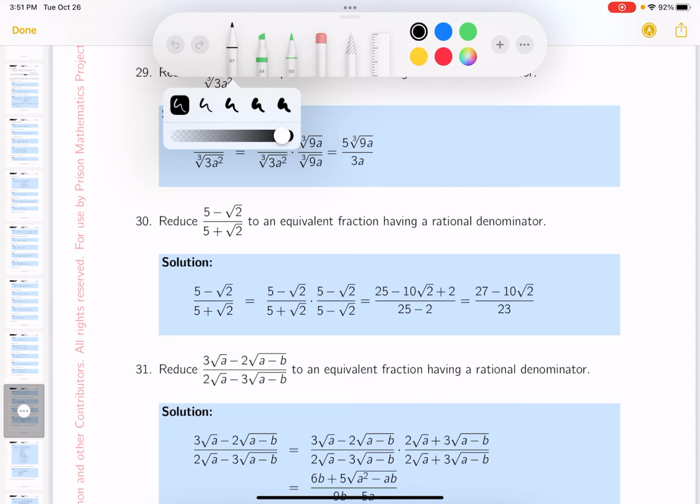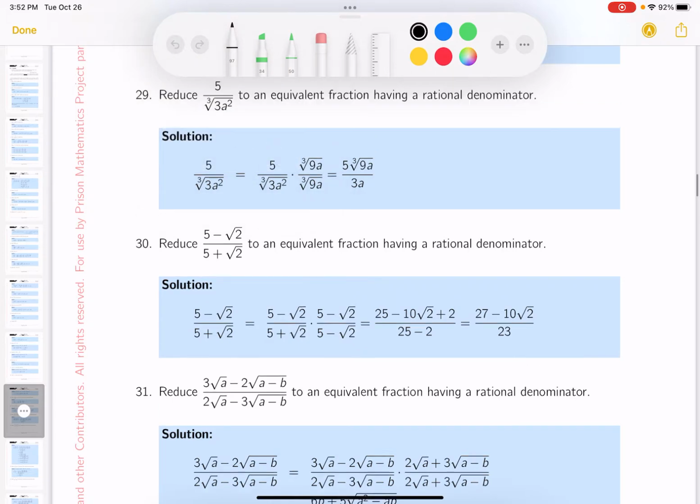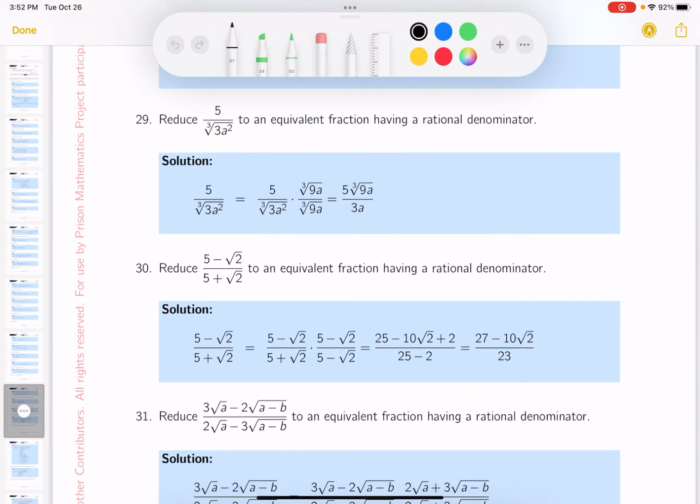Okay, we're back. We finished the first 28 problems. Now we're in the 29th problem, and we'll move forward. It's a long section. That's why I broke it into two parts. So let's do 29. And 29 wants me to take this fraction, which has a root in the denominator.